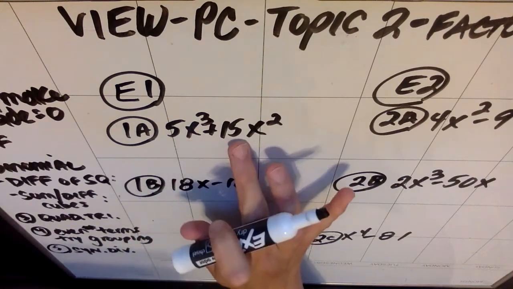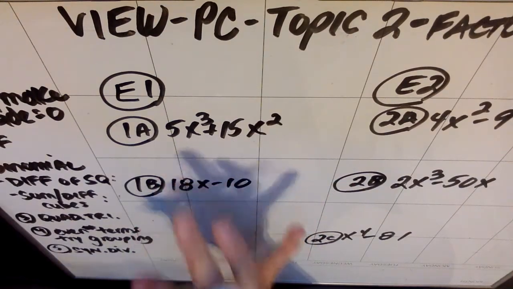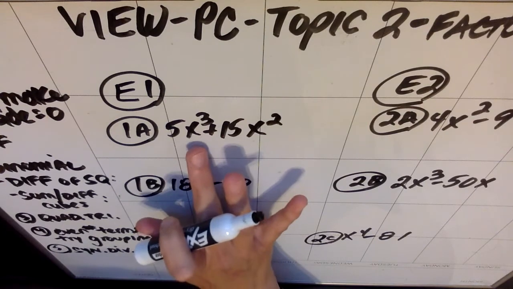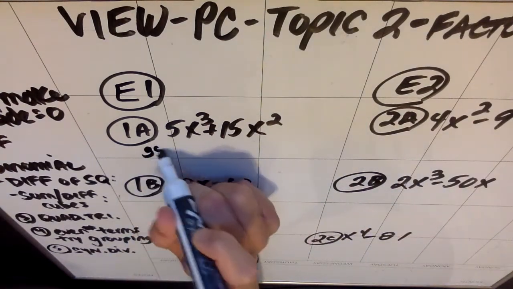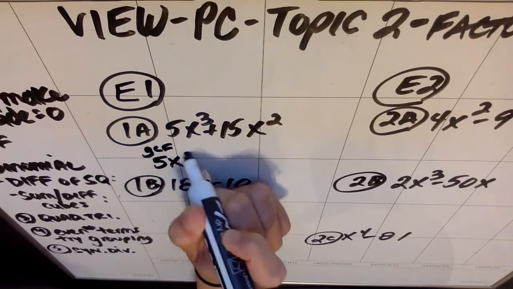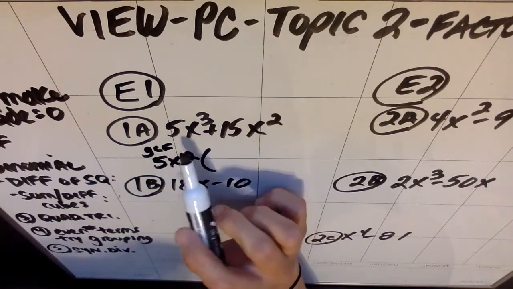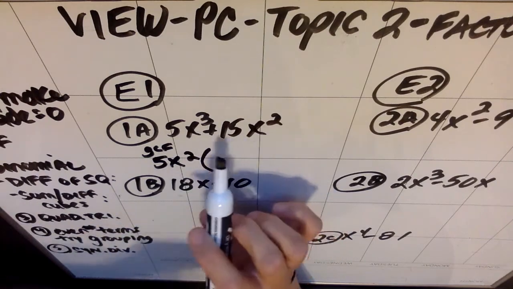So I noticed that 5 and 15 both have a factor of 5 in common, so I can definitely take out a 5. But I also noticed that x cubed and x squared mean I could take out an x squared. So my GCF is going to be a 5x squared, and what's left over is going to be what happens when I divide these things by 5x squared.